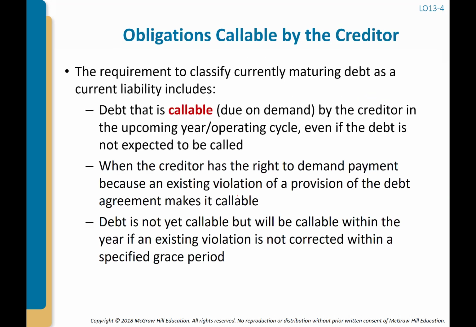Now, we could also have obligations for a callable bond by the creditor. What happens here? A callable liability doesn't have to be a bond by the creditor. In fact, callable bonds are usually callable by the issuer. So we're talking about the creditor here. Okay, so what happens?